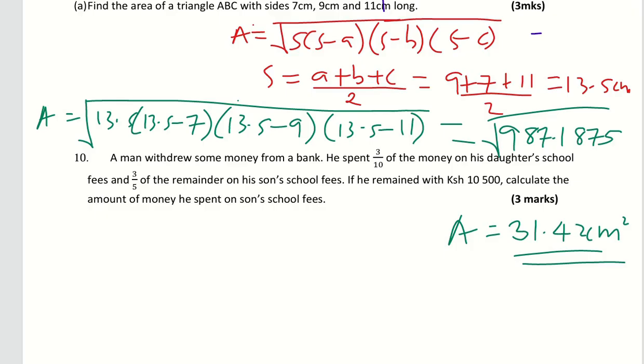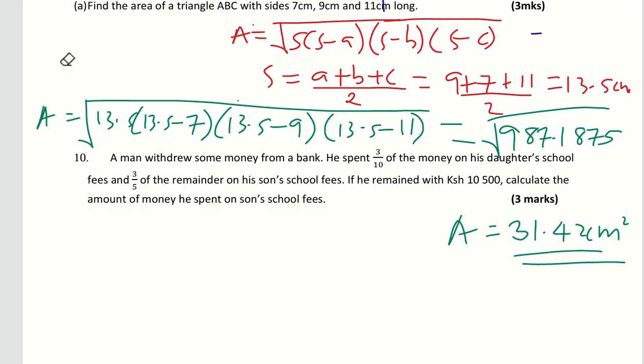We're told a man withdrew some money from a bank. He spent 3 over 10 of the money on his daughter's school fees and 3 over 8 of the remainder on his son's school fees. If he remained with 10,500 Kenyan shillings, calculate the amount of money he spent on the son's school fees.